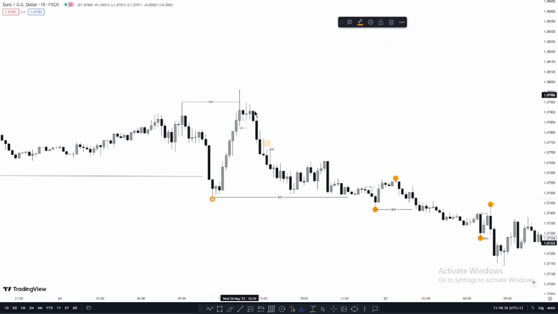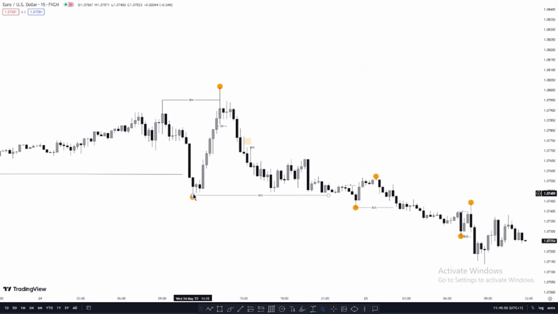And this high cannot be confirmed until price comes down to break this structure here, this major structure low. And as you can see, it broke it. And therefore, this becomes your new high in the market, your new lower high in the market. All right. That is your trading range.